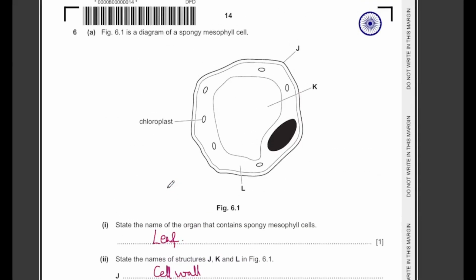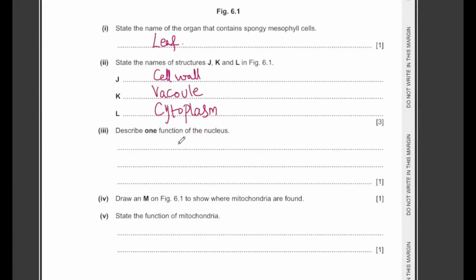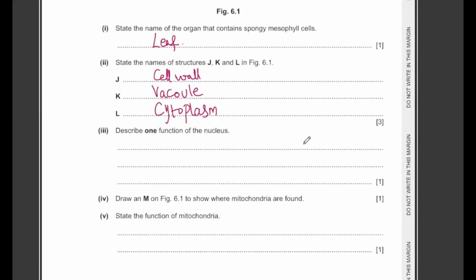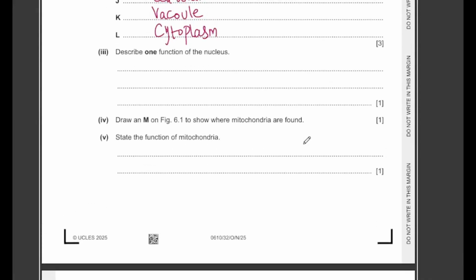Don't confuse with the animal cell. Animal cell will have nucleus in the center. This is a plant cell, so basically the 70-80% is occupied by a vacuole. Describe one function of the nucleus. Where is nucleus? The dark spot is basically a nucleus. So what is a function of a nucleus? They contain genetic material and control the activity of the cell.